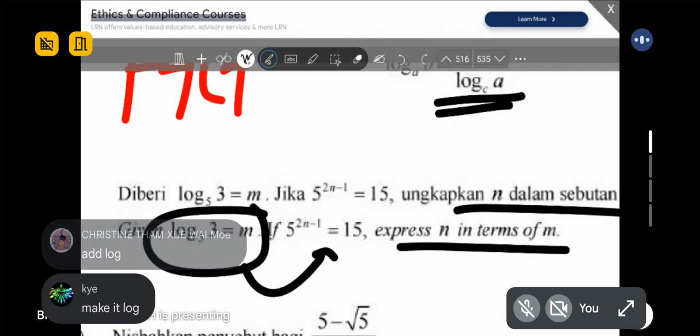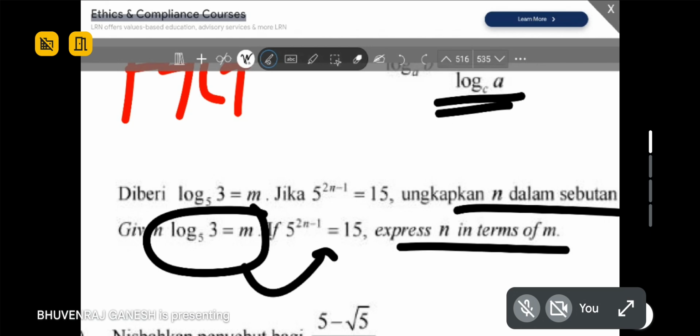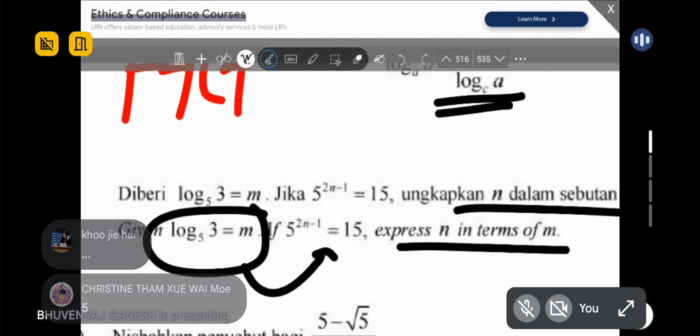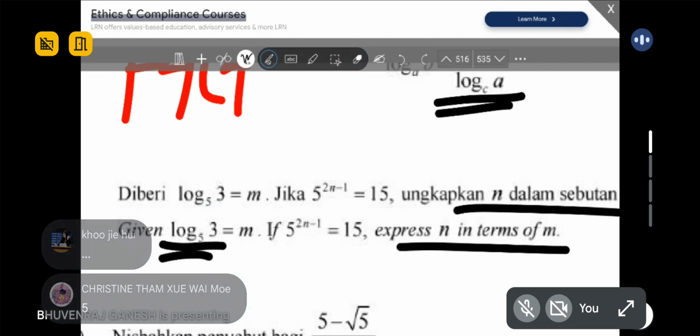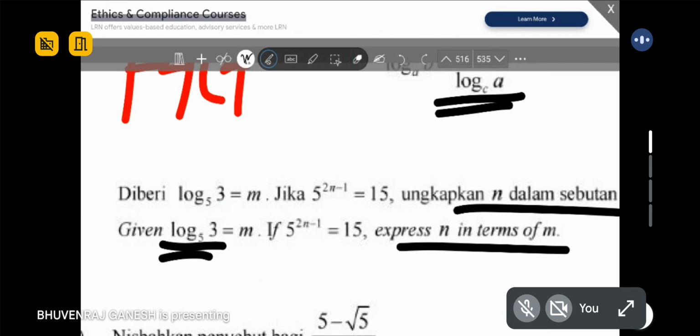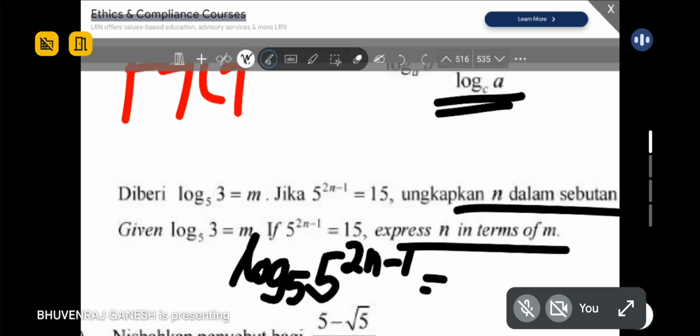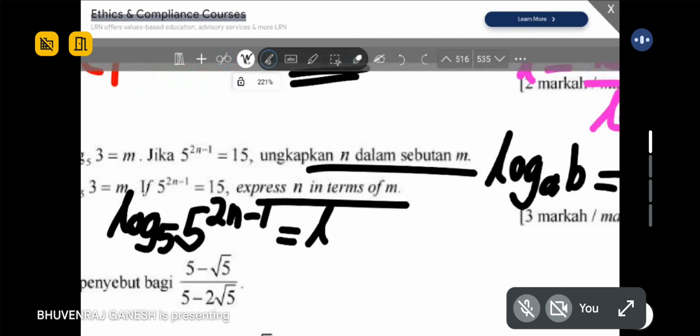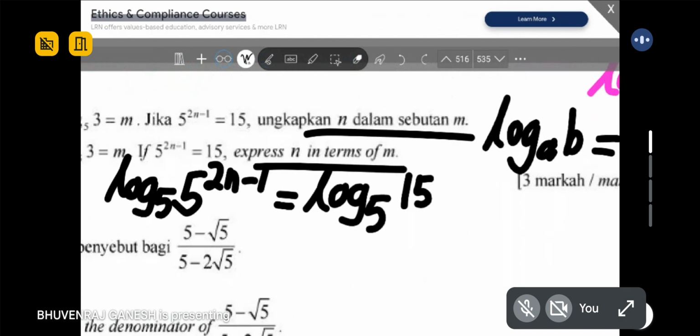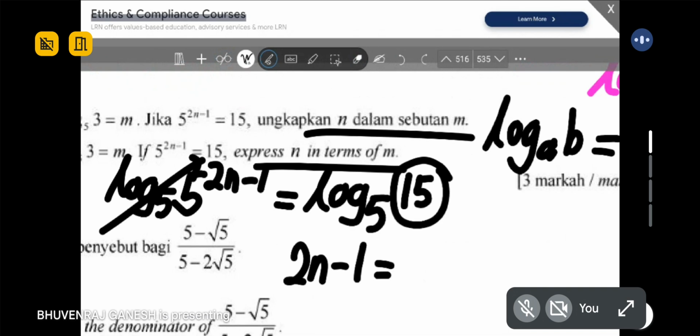Yes. What is the base? Asas. Log base what? Yes, very good. Make it log base 5 because your information also is log base 5. So you add log 5 on this side and you add log 5 also on the right hand side. So log 5 of 15. Are you clear? Now log 5 of 5 is 1, am I right, guys? So you just cancel it off. So you have 2n minus 1 equal to, okay, 15, guys.